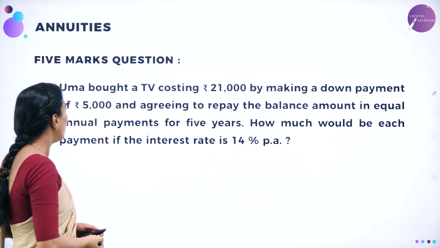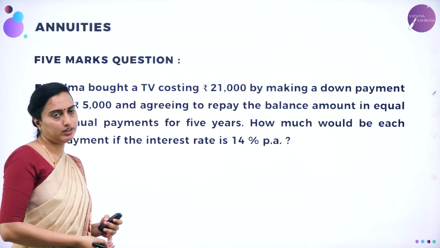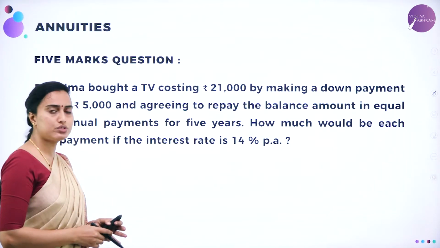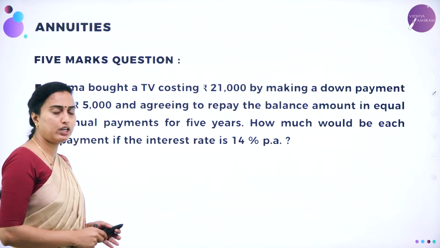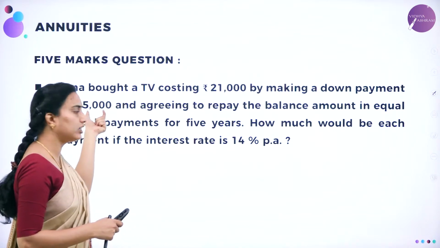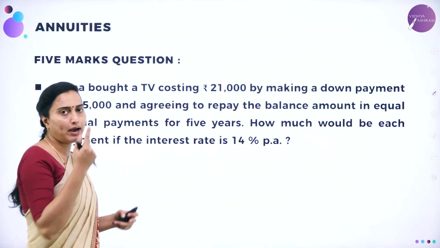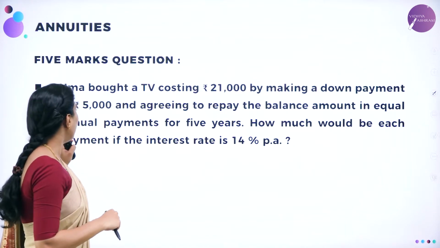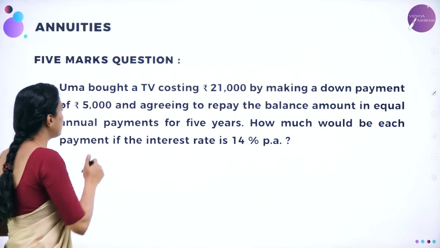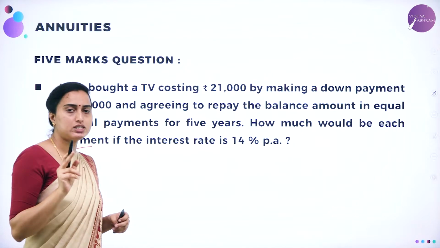What they've asked: Uma bought a TV costing rupees 21,000 by making a down payment of rupees 5,000. That means what will be the present value? Down payment if she makes means 21,000 minus 5,000 will be the present value. And agreeing to repay the balance amount in equal annual payments for 5 years. How much would be each payment if the interest rate is 14% per annum?